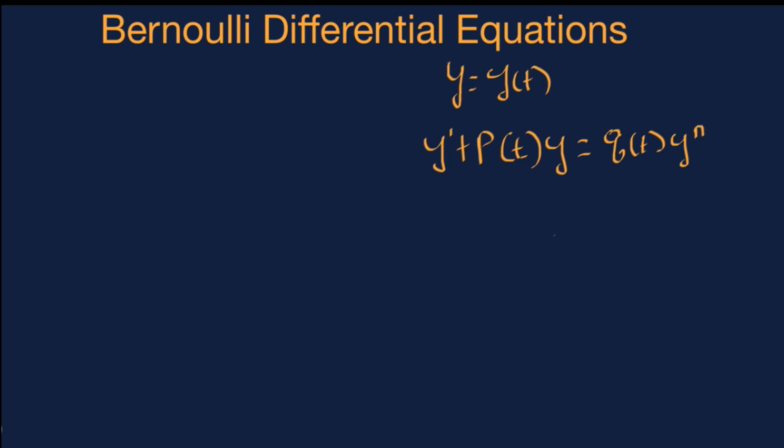And if you have an equation that could be expressed in this form, then that equation can be considered a Bernoulli differential equation. Now for this example, we will assume that n is not equal to 0, and it's also not 1. And the reason for that is because if n is equal to 0, then y raised to the power of n is 1. And so that would just leave us with a linear first order differential equation. And if n is equal to 1, then that would leave us with a separable differential equation.